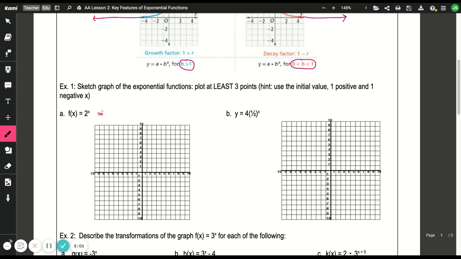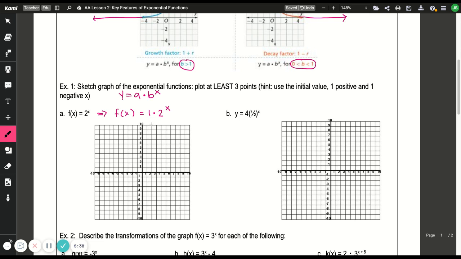So for this one, I'm going to start out by rewriting it, because as it looks right now, you don't really see that there is an a and a b. Remember, your exponential function is a times b to the x. A is how much of something you start with, and b is what you're multiplying by repeatedly. X is how many times. So right now, this doesn't have an a in front. There's nothing being multiplied in front, but I can rewrite it. f of x equals 1 times 2 to the x, because I can put a 1 multiplied by anything.